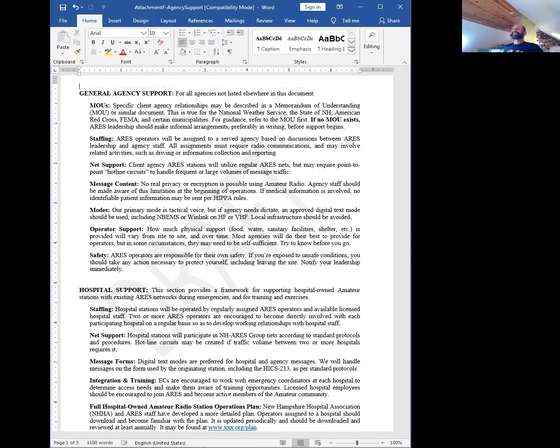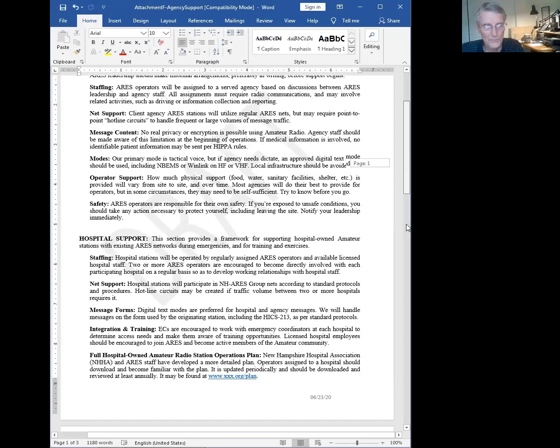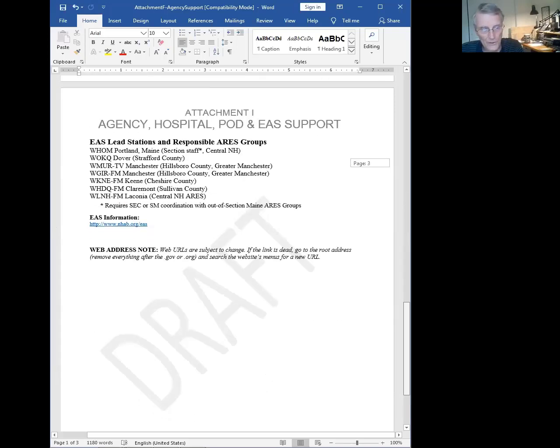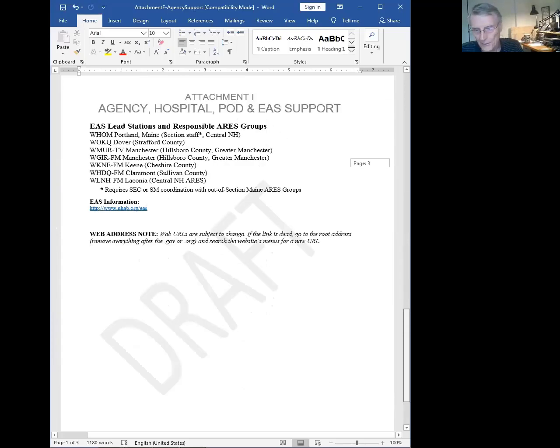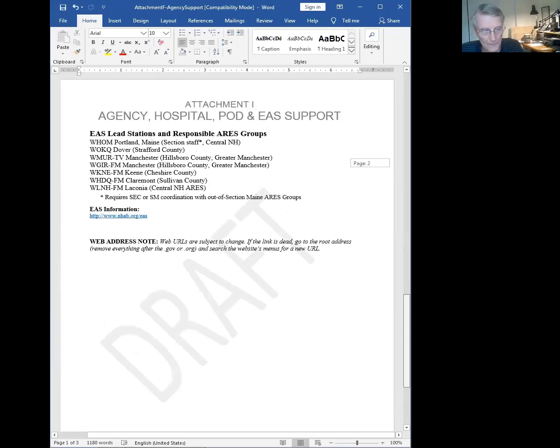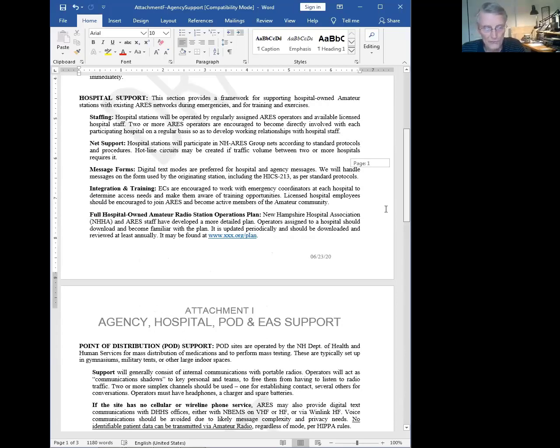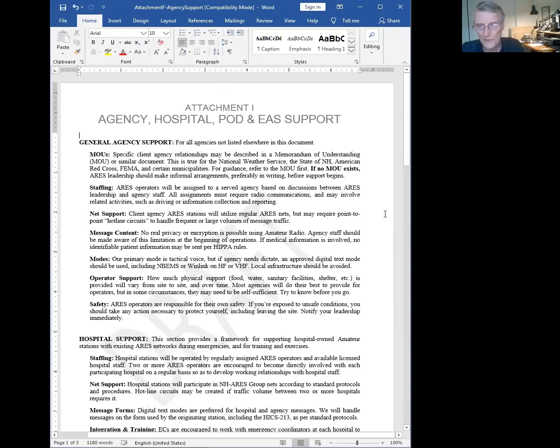So basically, this document replaced a whole bunch of others. It replaced sections of the comm plan. It replaced some of the attachments. And it got broken down to 3 sections: general agency support, hospital support, point of distribution support, EAS support, and the only thing that's not here is nuke support. I left that separate. This we call C-book support nowadays. So this is really fairly generic. This basically gives the broad strokes of how we support each of these groups.